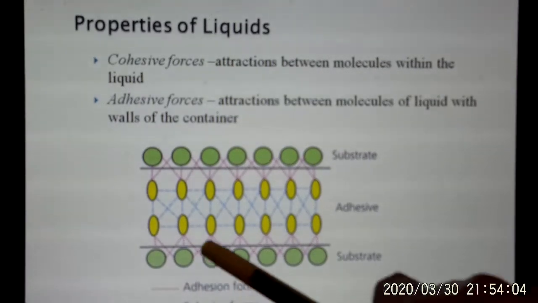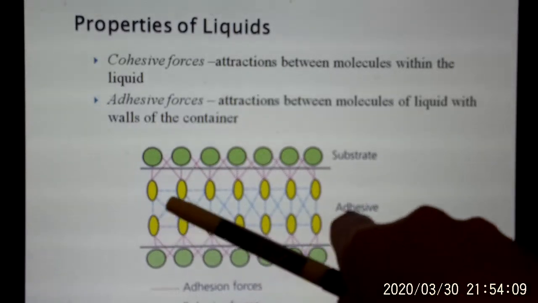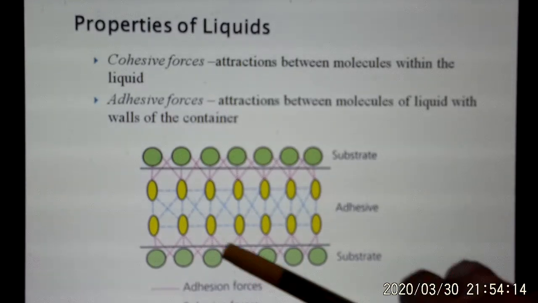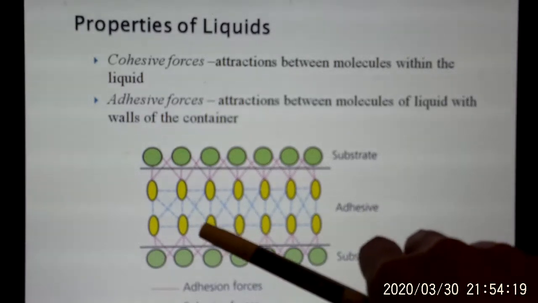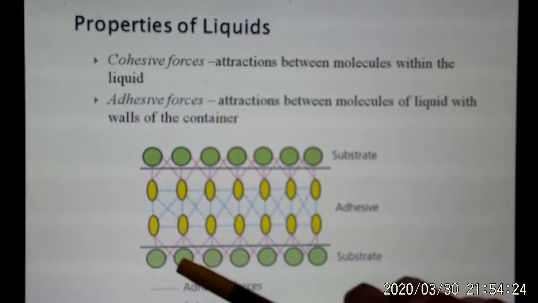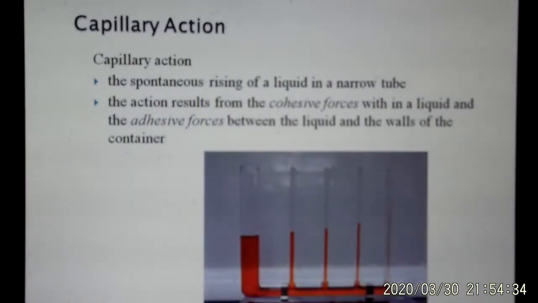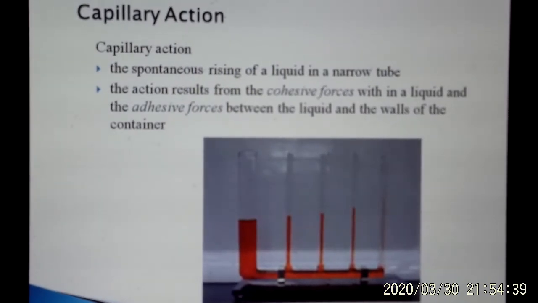So let's take a look. All in blue, see this? These are my liquid molecules. All in blue, these are all of the cohesive forces holding my liquid together. All the red, where I'm interacting between my liquid and the side of my container, the substrate, those are called adhesive forces. So, let's take a look at capillary action.